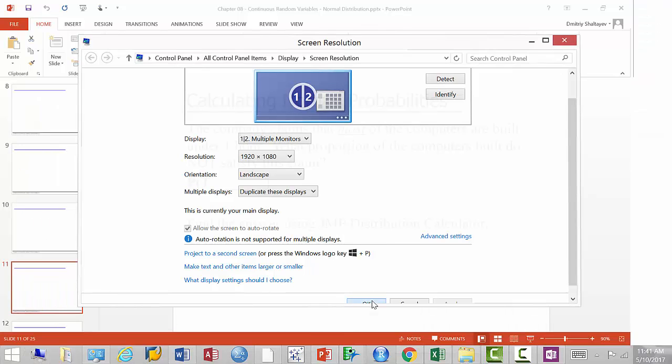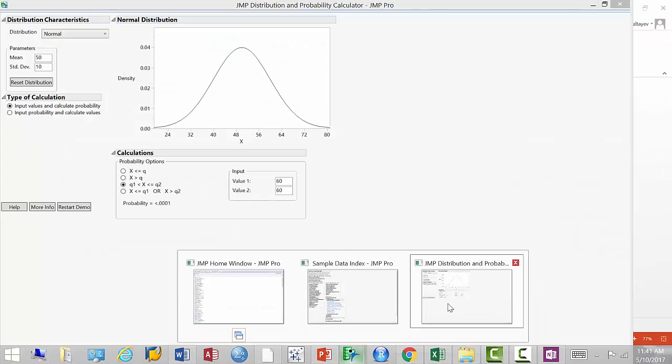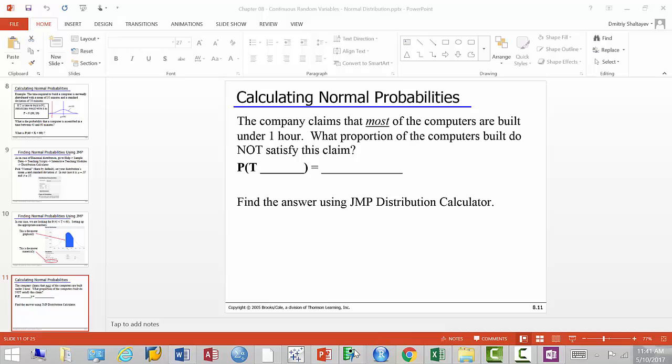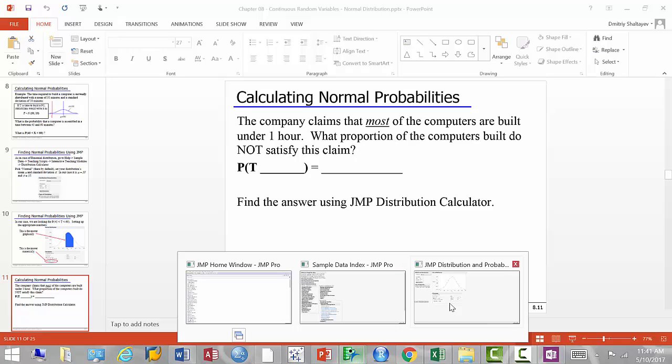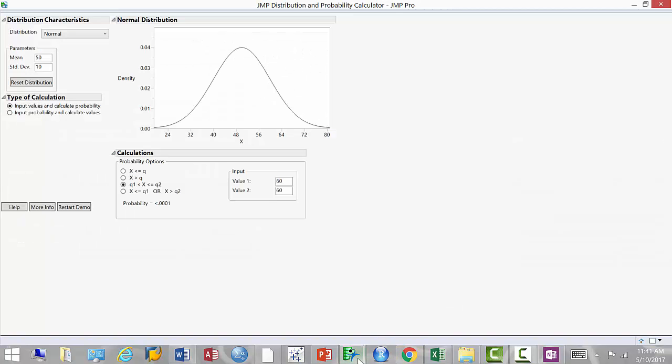All right, so here's JMP. Nothing changes in terms of settings, nothing changes in terms of my mean and standard deviation. Now what I'm looking for is the probability that x is greater than 60, so it gives me the probability in the right tail of the distribution. All these computers take longer than 60 minutes.